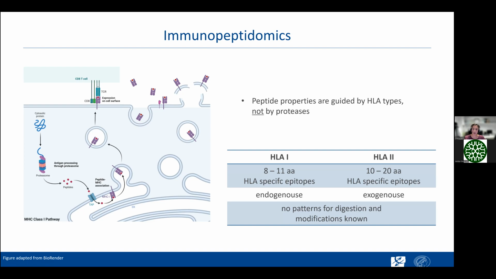As I said, there are 2 different classes, HLA class 1 and HLA class 2. HLA class 1 usually presents endogenous proteins. The peptides are typically 8 to 11 amino acids long and have an HLA epitope. It's a bit different for HLA class 2. But again, what is important is that there is not really a pattern for digestion, rather a pattern for presentation.